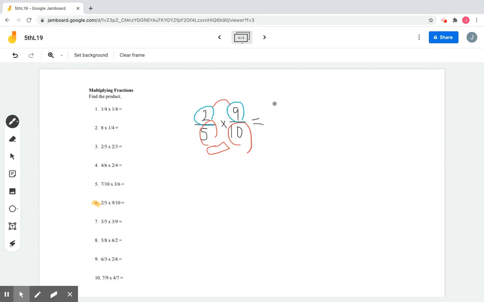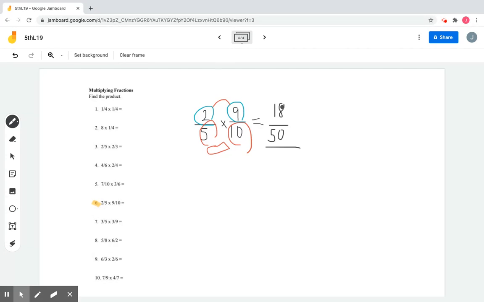So it will be 18 over 50, right? Because 2 times 9 is 18 and 5 times 10 is 50. And after the multiplication, we need to check if the fraction can be simplified. And for this one, it can be simplified.